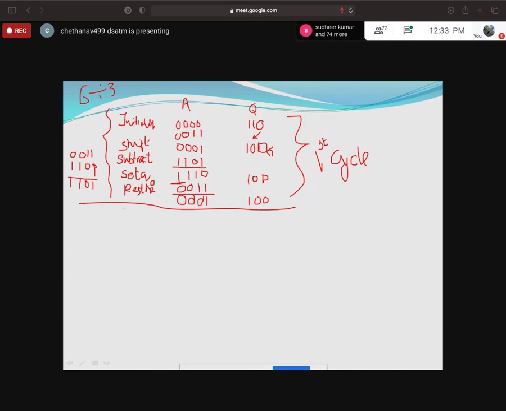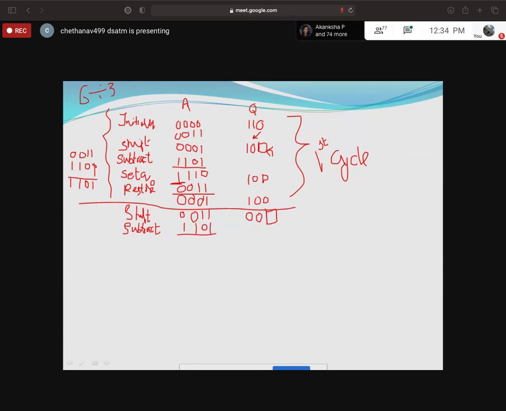Next step is shift again. This bit will be shifted towards the left side. 0, 0, 1, 1, 0, 0. After shifting, next is subtract. Hope everyone is doing along with me. Subtract your m. M means what? 2. So what is 2? Negate it to minus 2. Minus 2 means I have already written 1, 1, 0, 1. That's why I told you, please write it somewhere in your book.